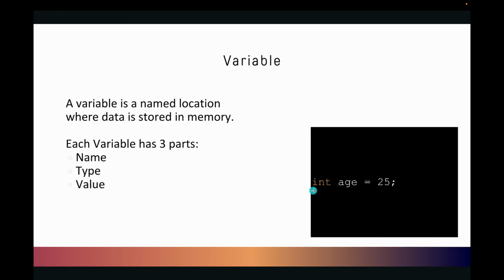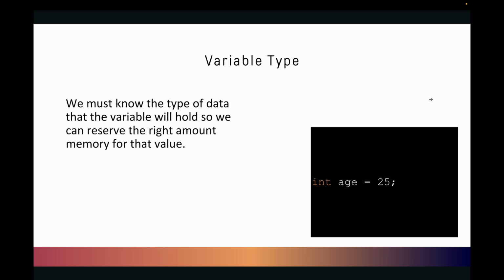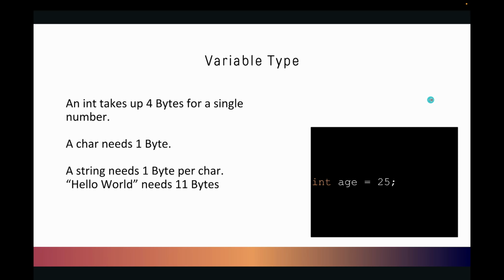Now, your variable's data type and name can't ever change, but the value can and often does. We have to know the type of data that variable will hold so that we can reserve the right amount of memory for that value. An int will take up 4 bytes for a single number. A char is 1 byte. A string needs 1 byte per character. So hello world needs 11 bytes for 11 letters. With C++, we have to know the data type ahead of time. That way we can allocate the right amount of memory.